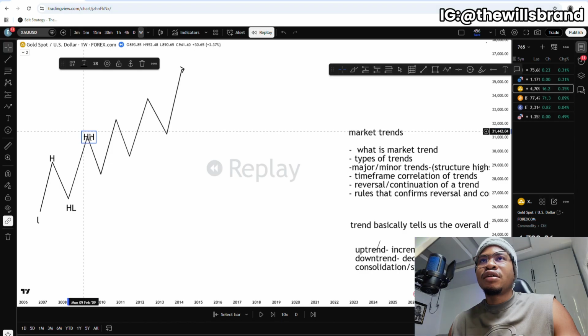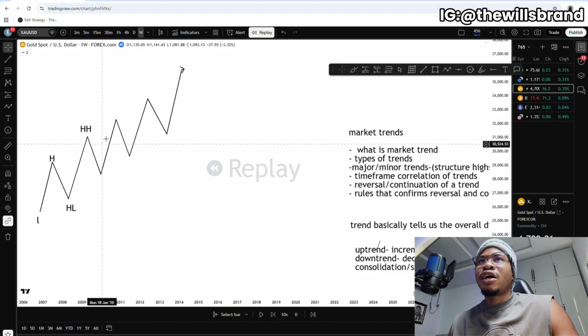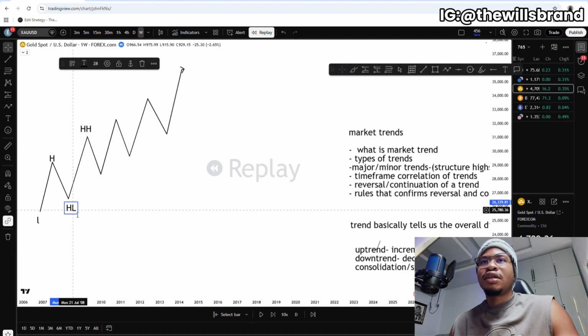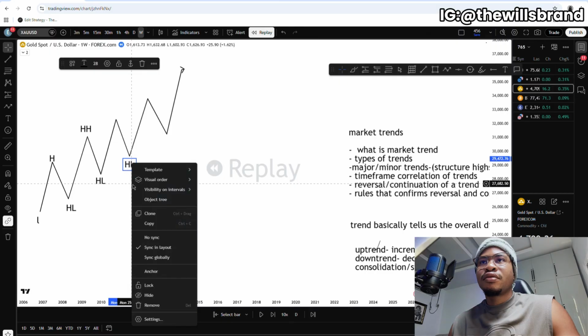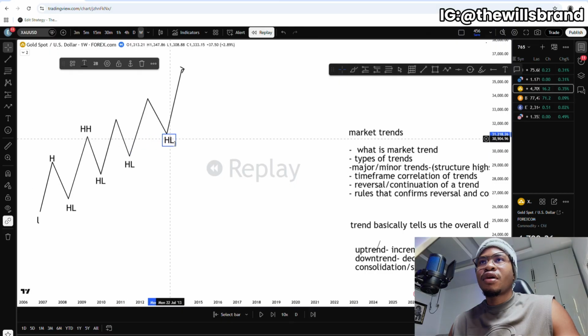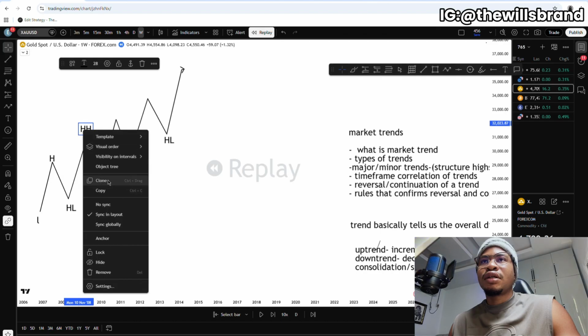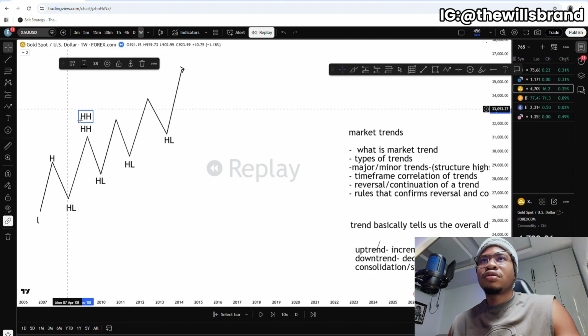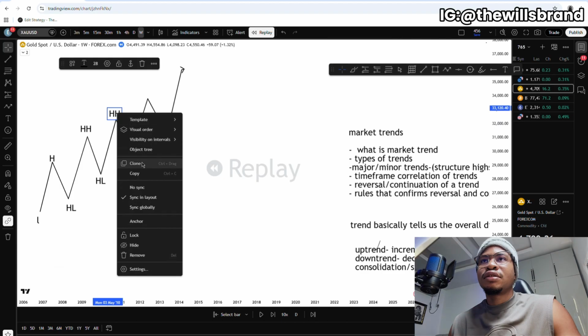So if the market keeps printing these structures, then you can also determine your trend from this structure. So we can say an uptrend is basically the increment in prices, or it forms when the market starts printing a series of higher highs and higher lows. All right, let me clone this. So, a series of higher highs and higher lows. Now same thing for the highs. I'll have something like this.